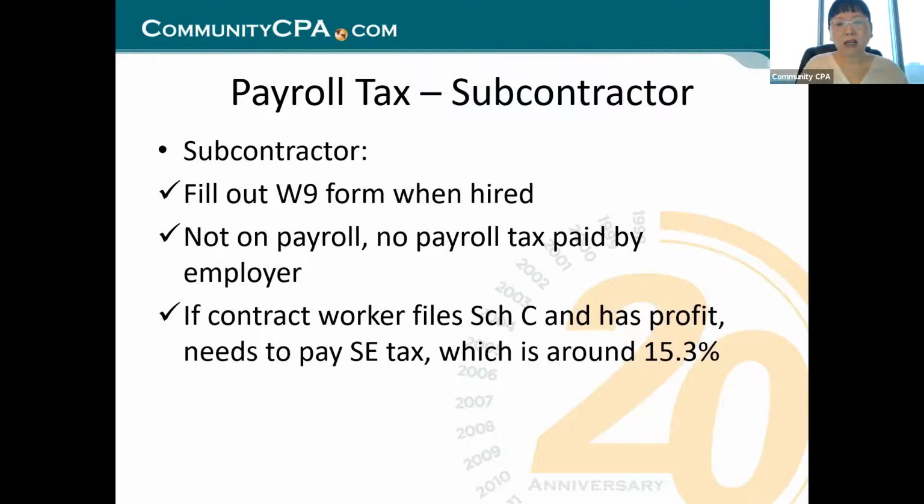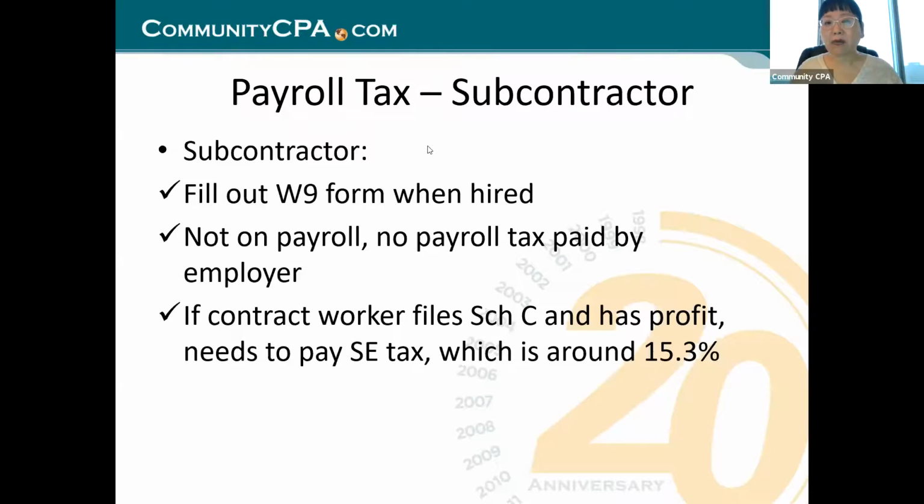And that contract you have with them is so important. And this subcontractor would have to file Schedule C. If they have a profit made at the end of the year, they would have what we call Social Security, Medicare, or self-employment tax to pay. Okay, but that is not the business owner's problem anymore, because you hire a subcontractor, they do that themselves.